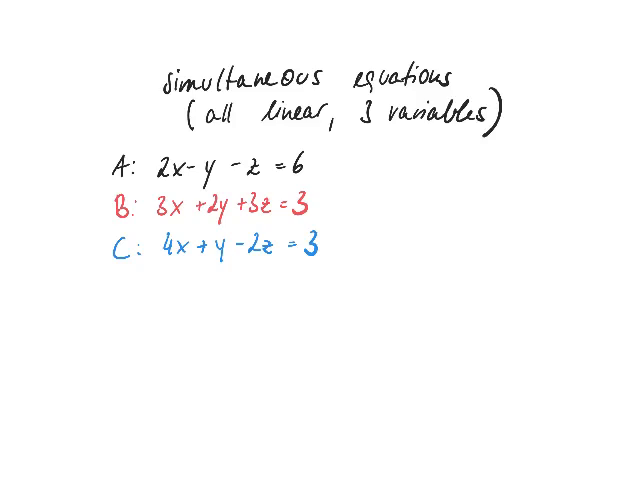This video is for simultaneous equations, all linear, and we're working with 3 variables. We are trying to find the x, the y, and the z that fulfills all 3 equations. We're going to get the same x, the same y, and the same z for all 3 equations. So the way we solve this is by eliminating one variable after the other.